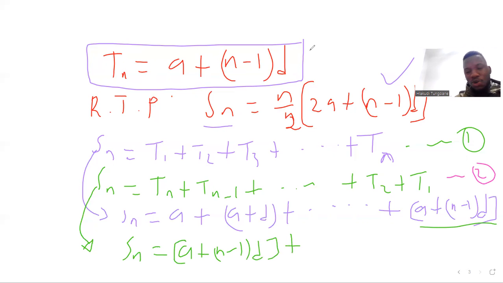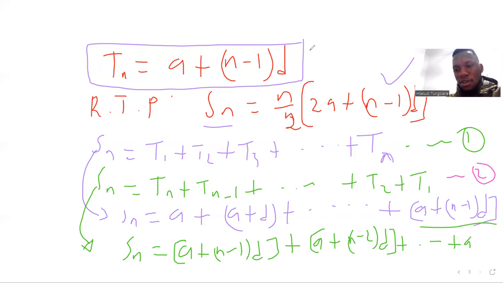And then we're going backwards. So Tn minus 1 is a plus n minus 2 d, plus all the way up until a plus d plus a. So a is the last term there. So now you have two equations that you have expanded, this one and this one.